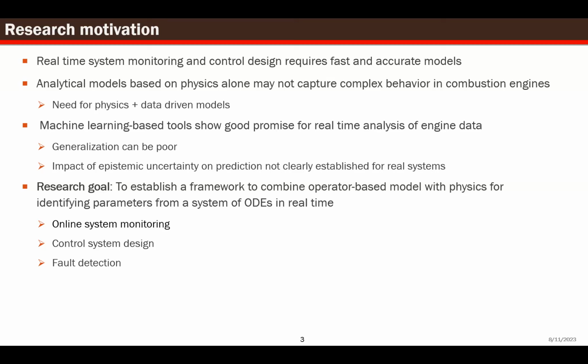And also, the uncertainty of these models has not been clearly established when you deal with real systems. So the research goal for this work was to establish a framework which can combine an operator-based model with physics, and then use that for identifying parameters from a system of ODEs in real time. So what we are trying to do is develop a DeepONet operator model, and then link it to physics-based equations and try to estimate the parameters, which is what Kamal did.